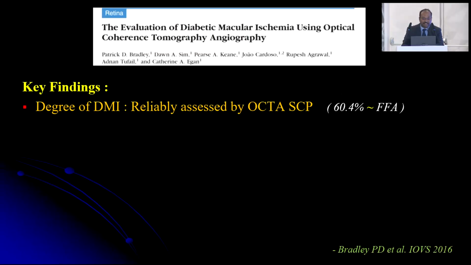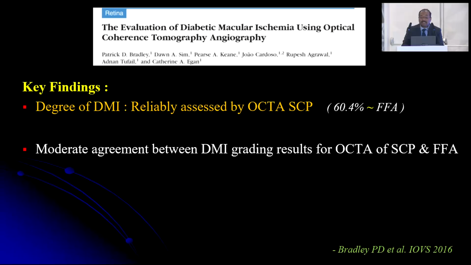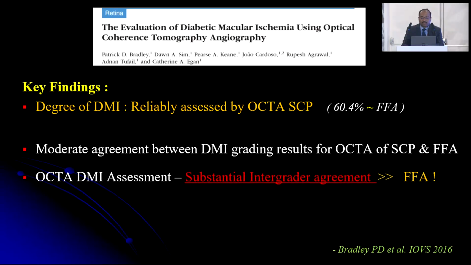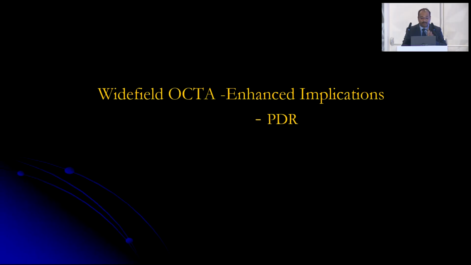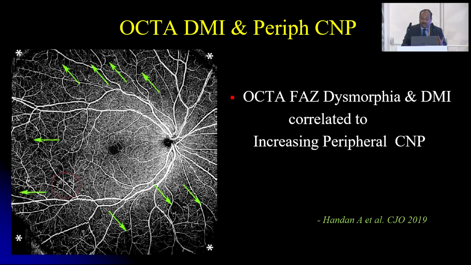The key finding is that the degree of DMI was reliably assessed by OCTA SCP, and there was moderate agreement between DMI grading results for OCTA SCP and FA. And the most important thing is there was far more intergrader agreement with OCTA than for FFA. Okay, now wide field OCTA and its enhanced implication for PDR. Handan showed that OCTA phase dysmorphia and DMI correlated very well with increasing peripheral capillary non-perfusion.